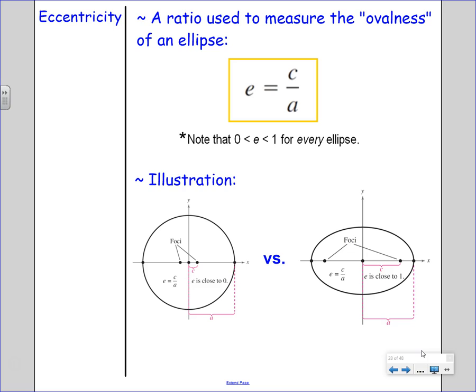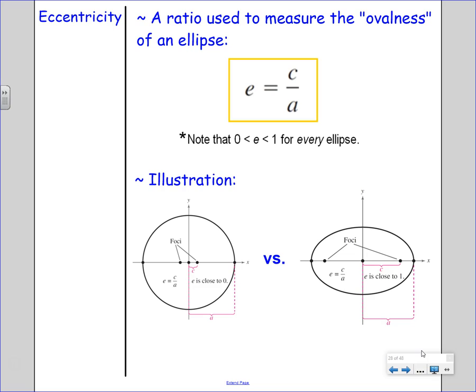But as the foci become more and more apart, the distance between them becomes greater and greater, the more elliptical the ellipse will be. And that's kind of what's being shown up here. If C is really small, the closer C gets to 0, the closer E gets to 0. So the smaller E is, the more circular the shape. And the larger E is, the more elliptical the shape.